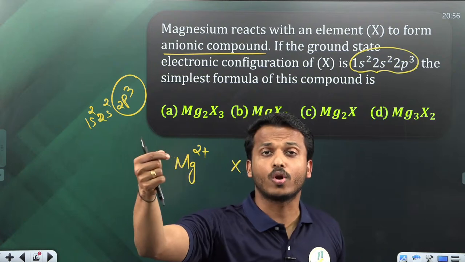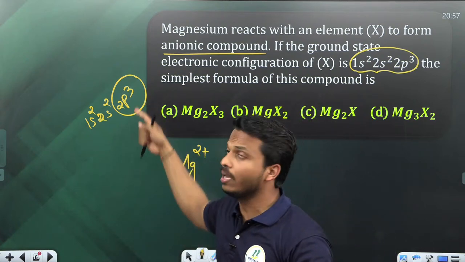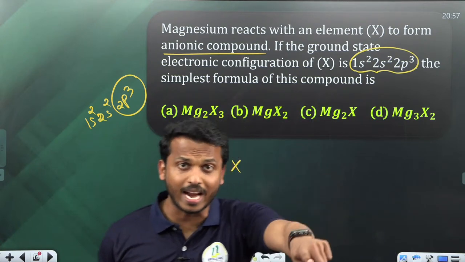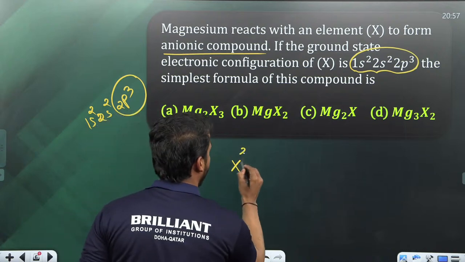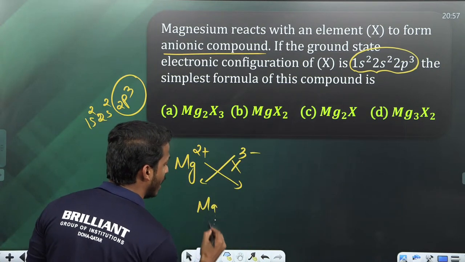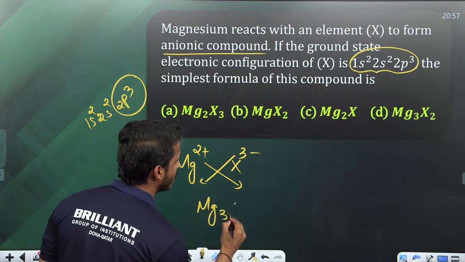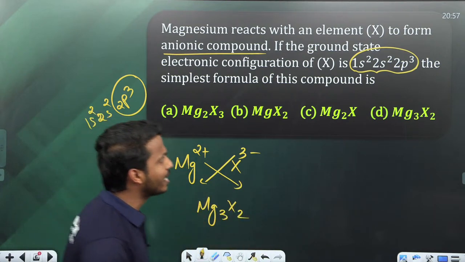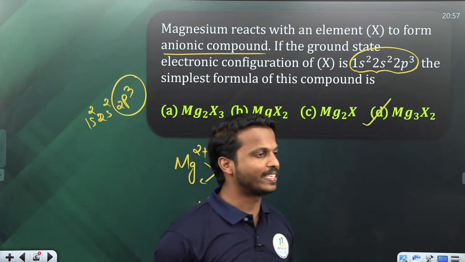P-block elements are electronegative elements. So they need 3 more electrons to complete their octet, right? So 3 minus is the charge. X charge is 3 minus. So what is the formula of the complex? That is Mg3X2. Yes, option D is the correct answer.